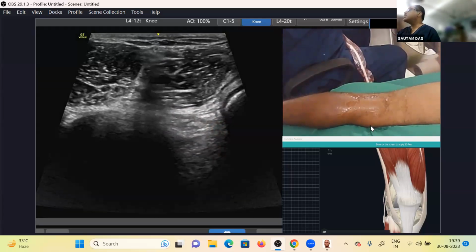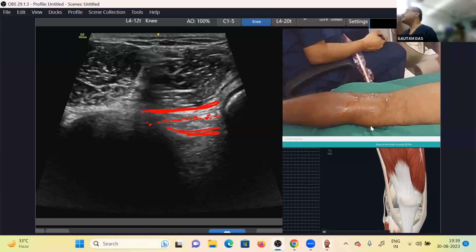The most superficial one is the oblique popliteal ligament. After that, this ligament is the posterior part of the meniscofemoral ligament. In this part, two bands are seen. This part is your anterior part of the meniscofemoral ligament, and this is your PCL. Because I have tilted the probe, I can see it is hyperechoic. Depending on how you tilt, you will sometimes see hyper, sometimes hypo.